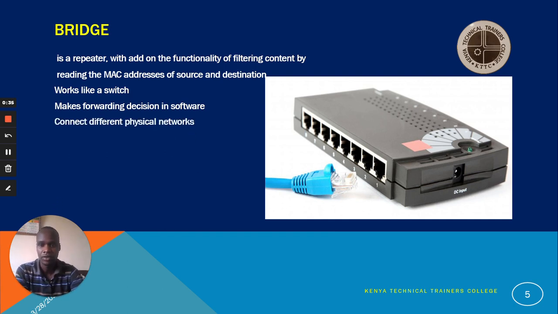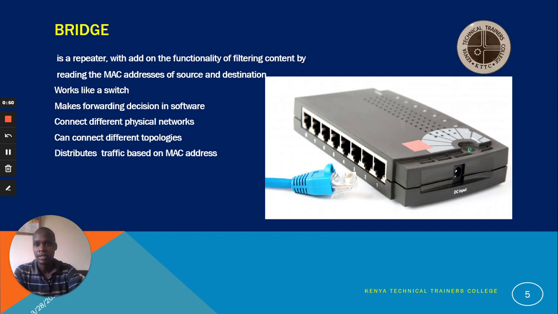A bridge works by making forwarding decisions in software. It connects different physical networks, like from a LAN to a WAN. It can also connect different topologies, for example, from a bus topology to a star or mesh topology. It distributes traffic based on MAC address.